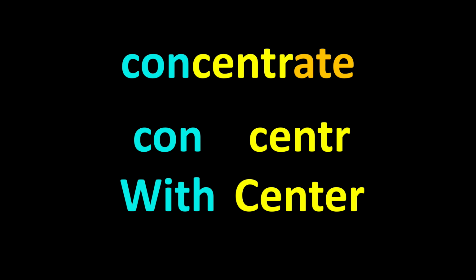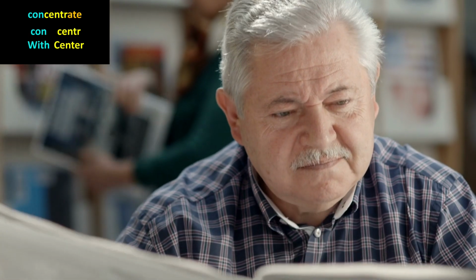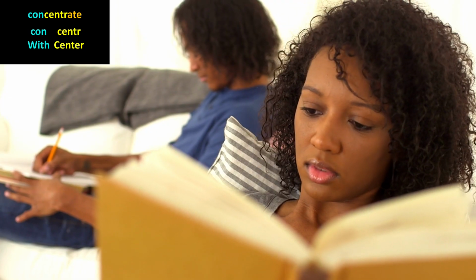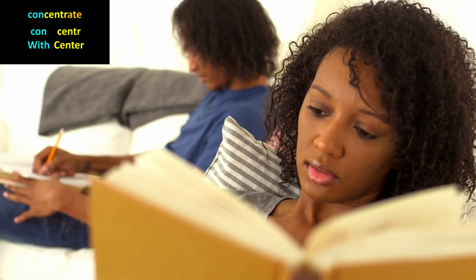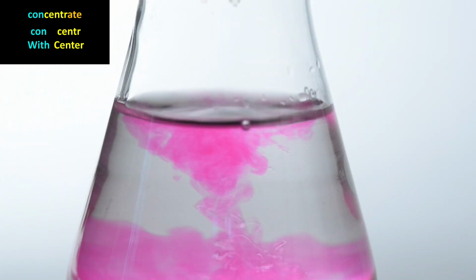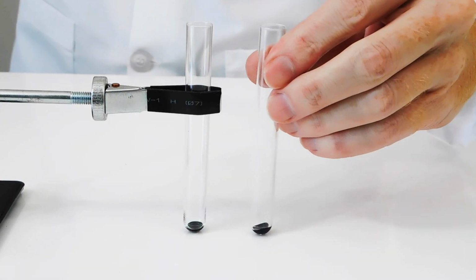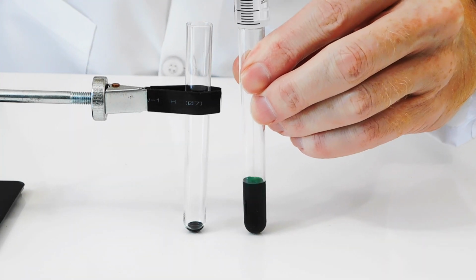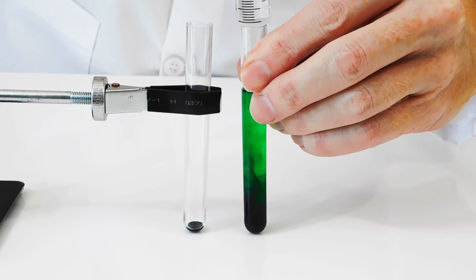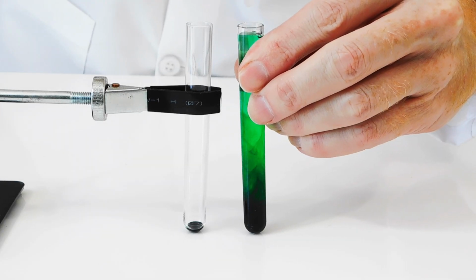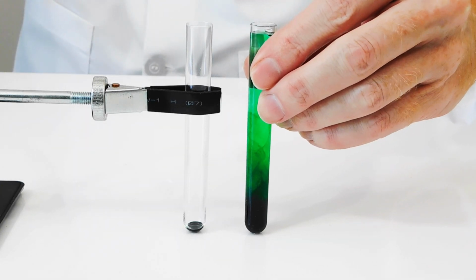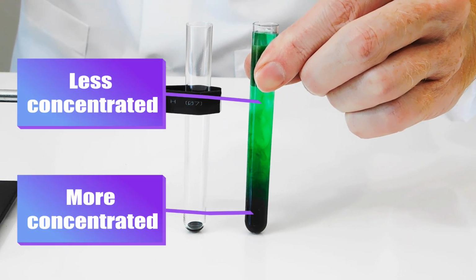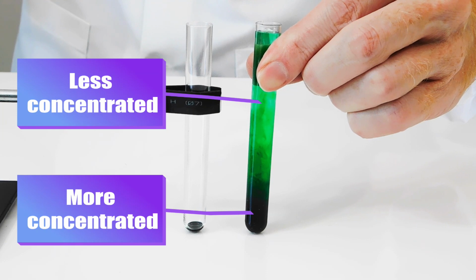The word concentrate is made of 2 word parts. The first is con, which means with. We often use this word to mean focusing on one central goal. When we're reading, we're very focused, so we're deep in concentration. We can also use this word to describe liquids. Both of these test tubes have 1 drop of food coloring. When we add water to one of them, then it makes that liquid more dilute. Another way of saying something is more dilute is to say that it's less concentrated. For example, in the top of this test tube, the liquid is less concentrated than at the bottom of this test tube.